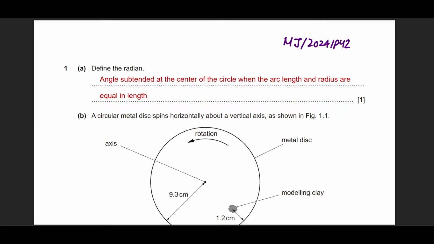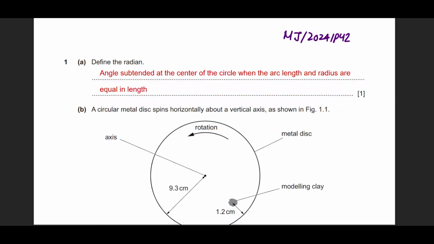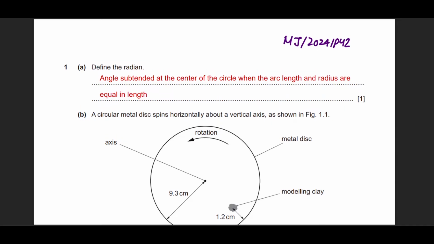In this paper, I've written down the definitions of theoretical answers for your convenience so that you can pause the video and read the answers. I will be discussing them, but I've written them in clear English so that you can understand how to write the answers for yourself. So the first question is about defining the radian, that is the angle subtended at the center.